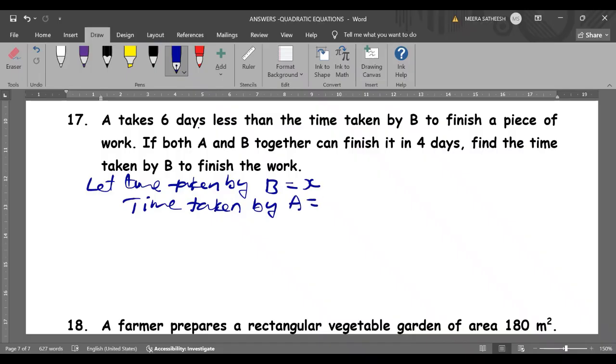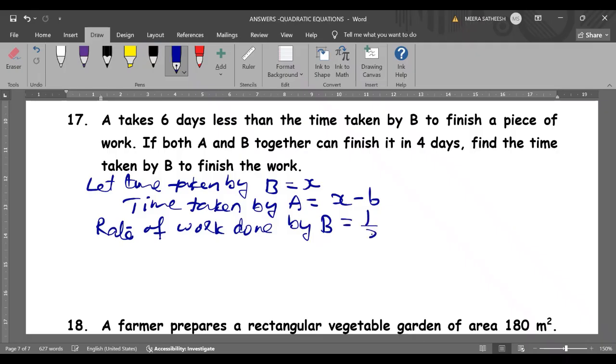6 days less, so x minus 6. Now, what is the work power, or rate of work, by B? B can finish the work in x days. So in 1 day, how much work will he be able to do? 1 by x. So the rate of work done by B is 1 by x.